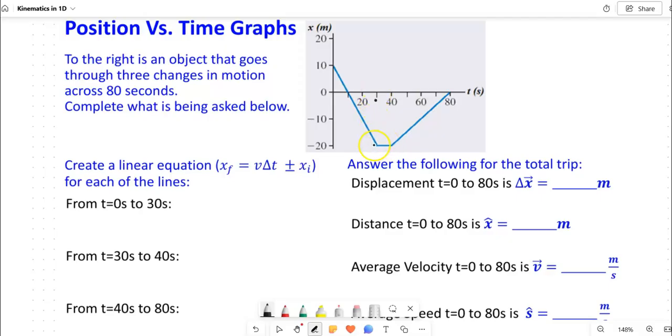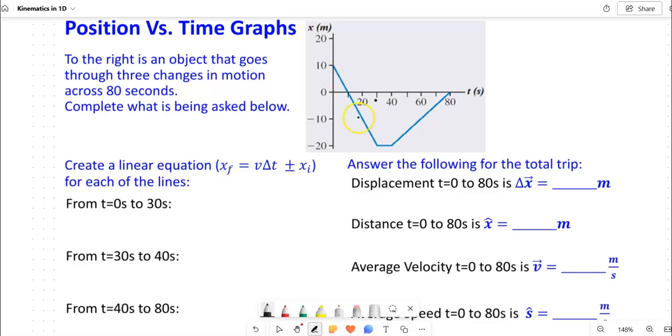Okay, and then right here it's got a horizontal line, that means no slope, and so it looks like it's not moving for the period of 10 seconds, from 30 seconds to 40 seconds. And then something happens, and starting at negative 20 meters, it ends at the 0 meter mark over the next 40 seconds. Okay, so whenever I look at a graph, I try to interpret it right away.